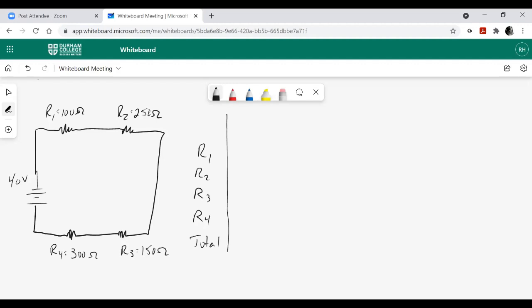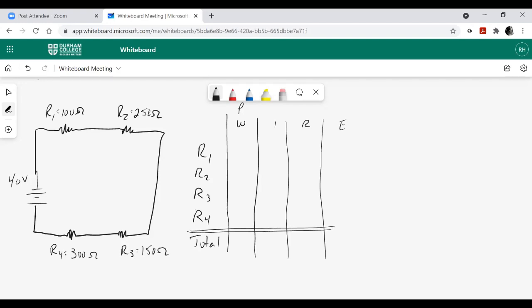Okay, and I can make my wire table. I may have made these too small to write in. Okay, so given values, R1 is 100, R2 is 250, R3 is 150 and R4 is 300 ohms. And my voltage is 40 volts.